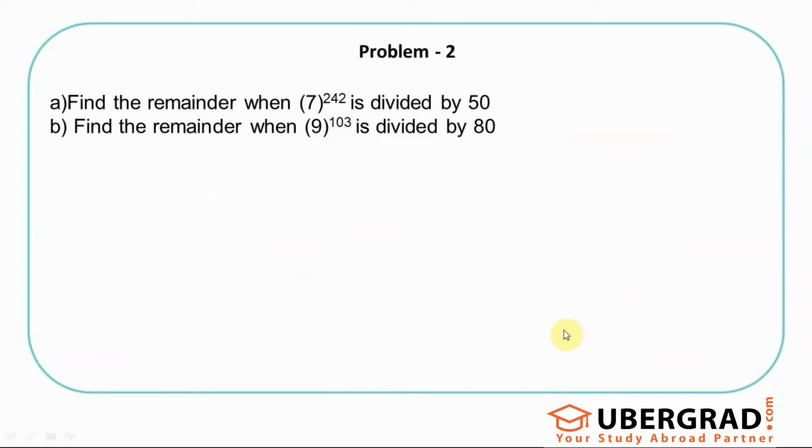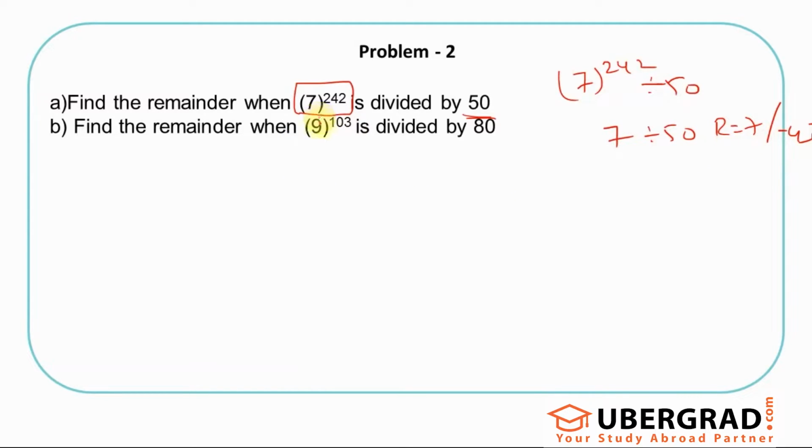Now a slightly complex one where you see the powers. It's saying find the remainder when 7 power 242 is divided by 50. Normally we'd think 7 power 242, so let me focus on 7. 7 when divided by 50, the remainder is 7 or minus 43. I don't see much of 1 or minus 1 coming out, so it might look like complex stuff.